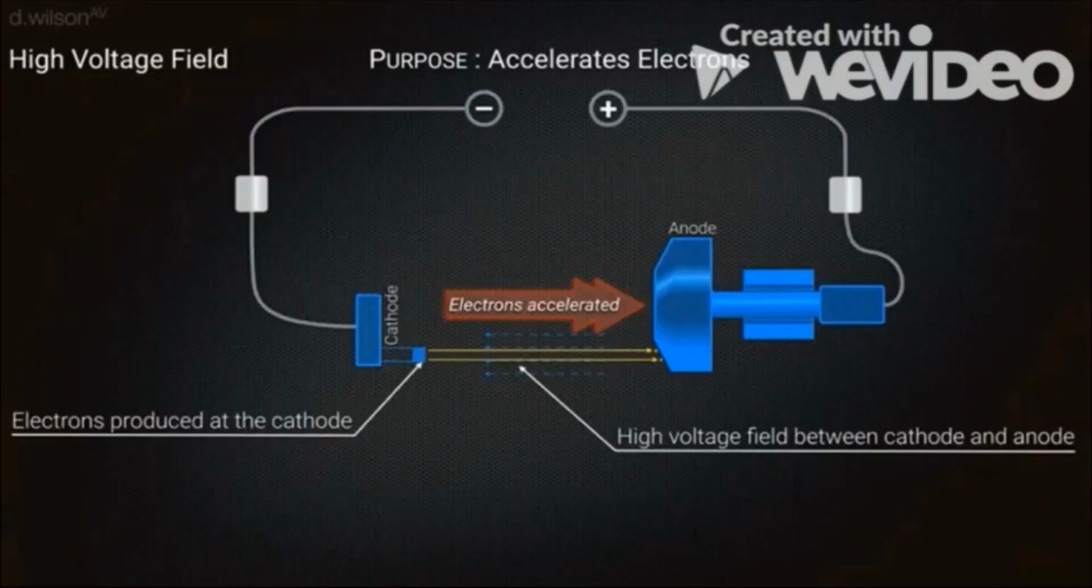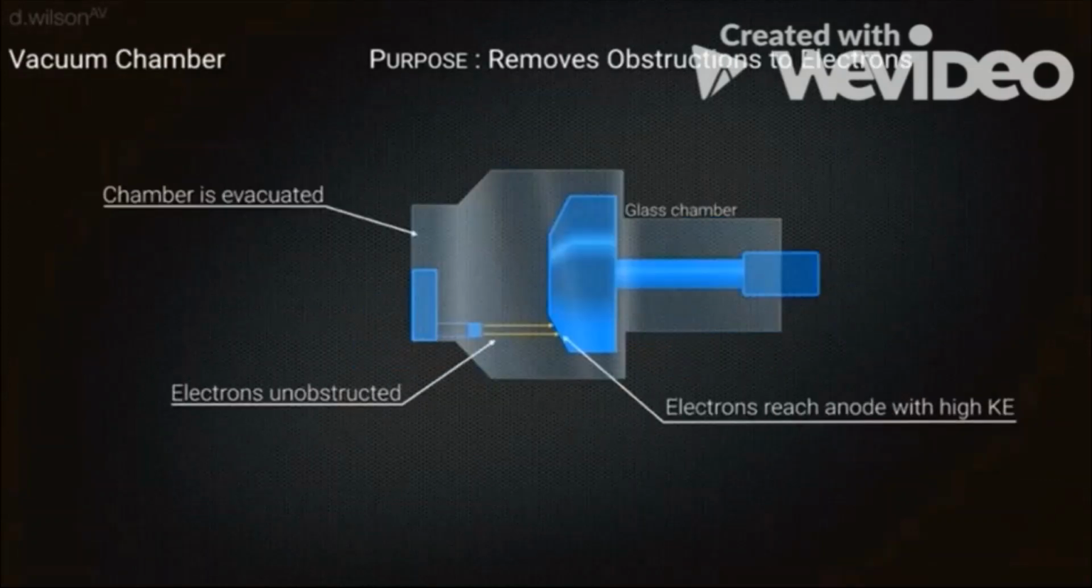Let's move to the high voltage field. The main purpose of this high voltage field is to accelerate electrons. The electrons produced at the cathode will be accelerated towards the anode. One of the most important components in the X-ray tube is undoubtedly the vacuum chamber. Its purpose is to remove obstructions to electrons, as air molecules block the path of electrons. Electrons unobstructed reach the target, or the anode, with a high kinetic energy.